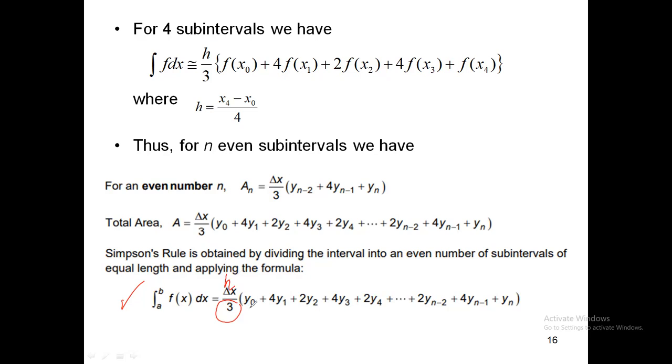Another thing is that though the first and the last terms have no multipliers, in the middle terms you need to alternately multiply the value of your function by 4 and 2. So 4, 2, 4, 2, 4, 2. Your second and your second to the last term should have 4 as their multiplier. As such, it's important that your number of divisions or sub-intervals should be even in the case of Simpson's rule. Okay?